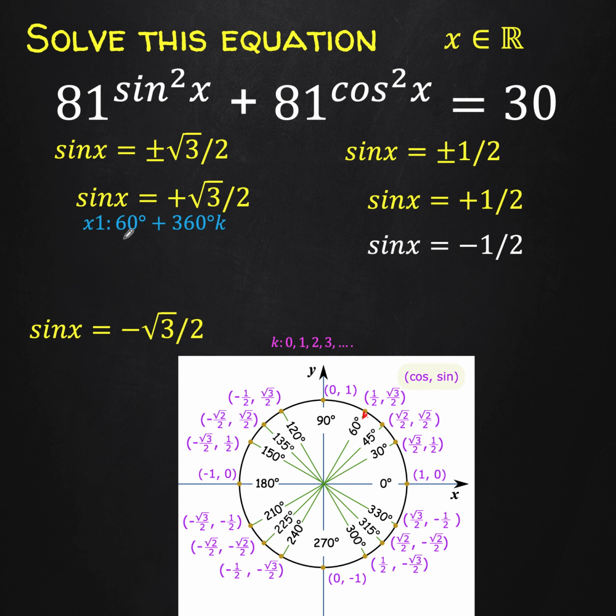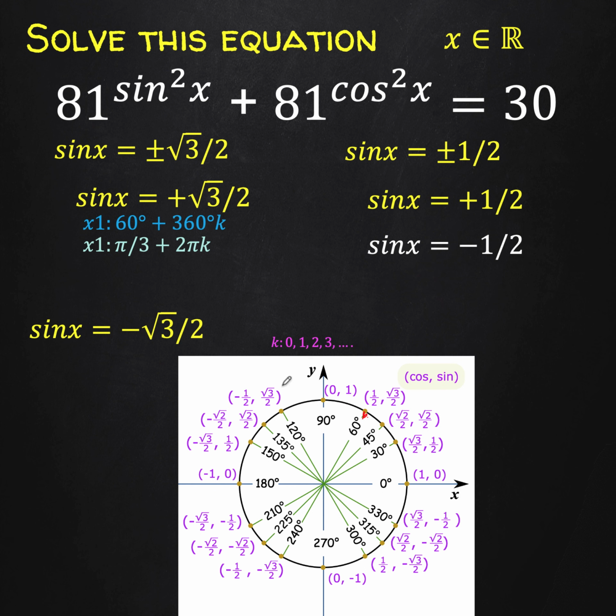So when k is 0, we have 60. When k is 1, we have 420. And it's a cycle of 360 degrees. Now in radian, 60 degrees is pi over 3, and 360 degrees is 2 pi. So that can also be written as pi over 3 plus 2 pi k.